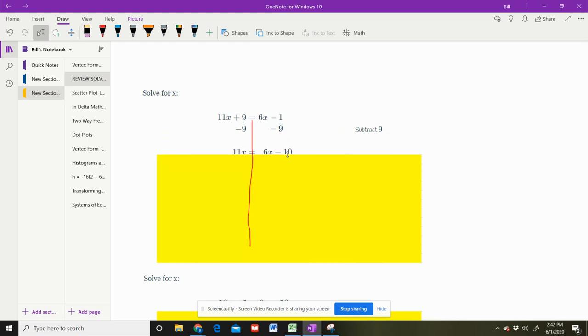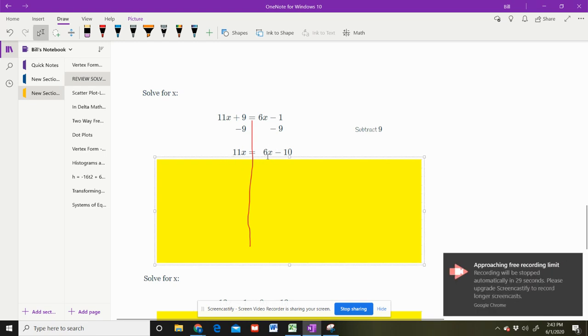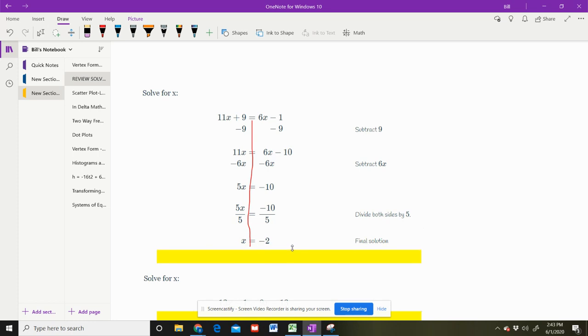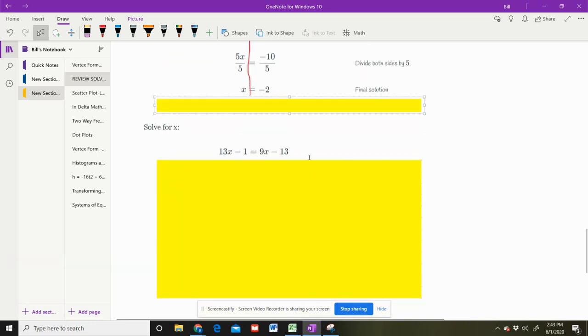I end up with 11x equal to 6x minus 10. And now I want to get my variable terms together. So I'm going to take this positive 6x to the other side. I'm going to subtract 6x from both sides. I get 5x is equal to negative 10. I'm going to divide by 5 now, and I'm going to get x is equal to negative 2. I want you guys to try this one right here on Edpuzzle. All right, thanks, and we'll do a Google Sheet as well.